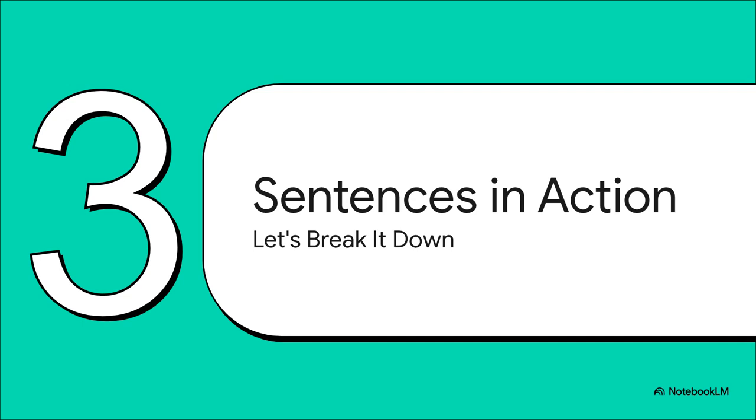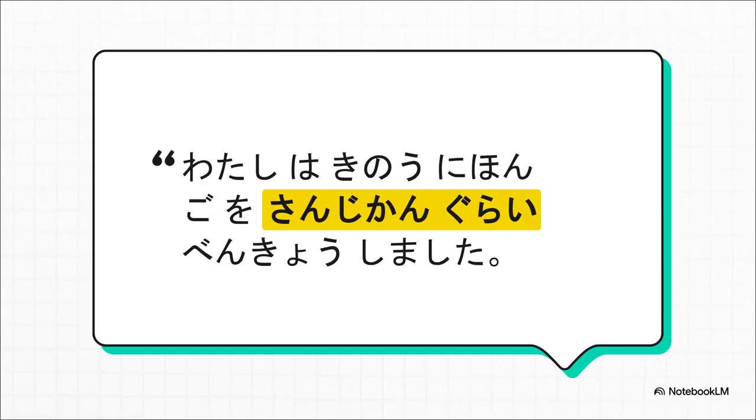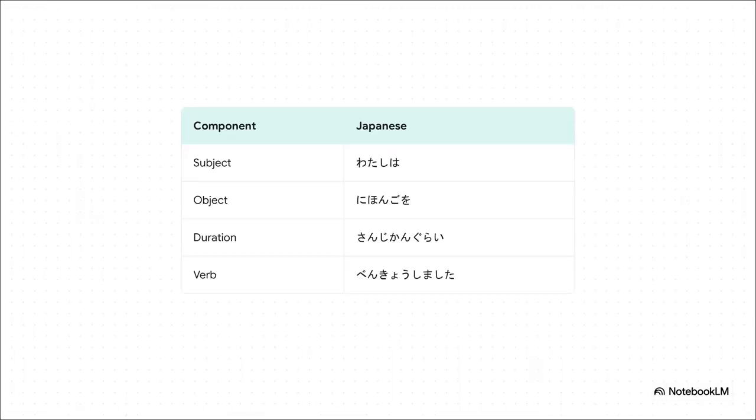Okay, so we've got the core rule, and we've got 2 awesome modifiers. Now, let's put it all together. We're going to take a full sentence and really break it down piece by piece so you can see how it all works in perfect harmony. We're going to look at this sentence again, because it's just a perfect example of everything we've talked about. I studied Japanese for about 3 hours yesterday. Now let's see exactly how this maps onto that formula we learned at the start. And here we go, the full breakdown. Remember that sentence structure from the beginning? It's all right here. Subject, watashi wa, object, nihongo o, and there's our special duration phrase, sanjikan gurai, followed by the verb, benkyou shimashita. See? It's just a clean, logical pattern that you can use over and over again.